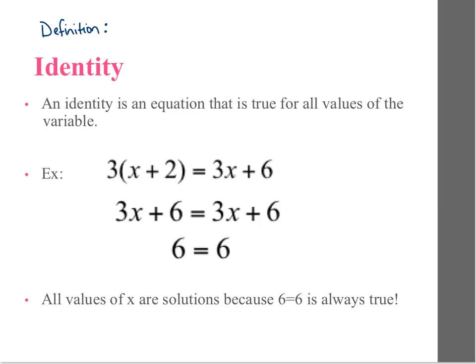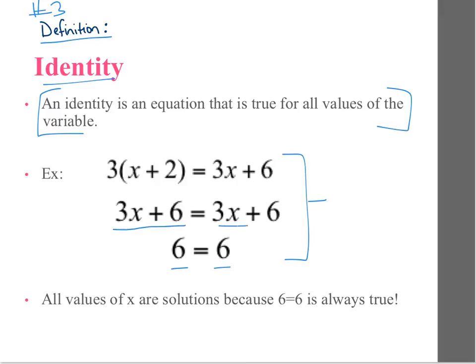We have our first definition on this page. This needs to go in your notes. This would be your third item you must have in your notes. Identity. An identity is an equation that is true for all values of a variable. This is the definition you need to have in your notes. For example, this equation is an identity because 6 does equal 6. Notice up here, 3x plus 6 equals 3x plus 6. So an identity is true for every value of x, no matter what the value of x is.